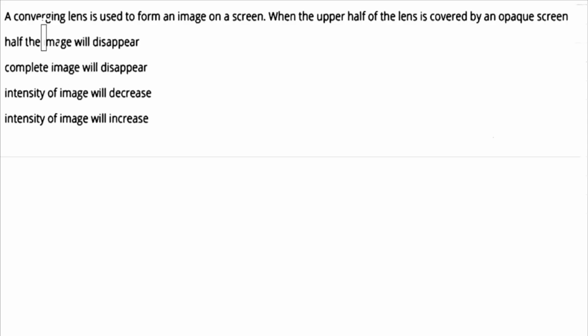Hello everyone. A converging lens is used to form an image on a screen. When the upper half of the lens is covered by an opaque screen, half the image will disappear, complete image will disappear, intensity of image will decrease, or intensity of image will increase. To answer this question better, we need to see how a converging lens works.